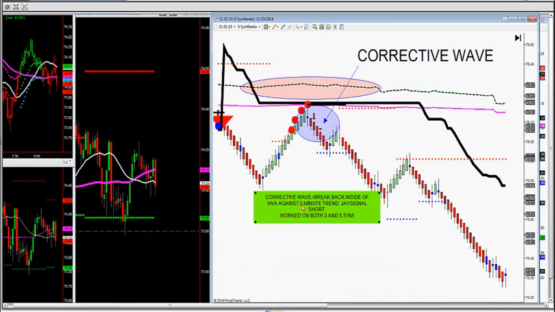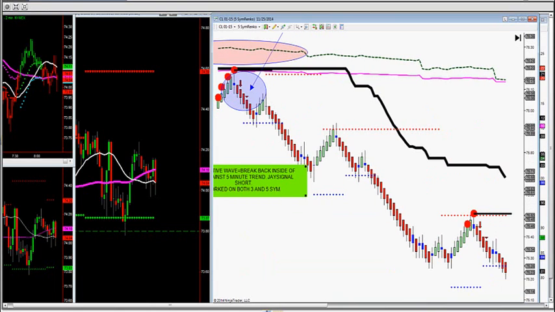A corrective wave, let me make sure you understand this, is a break back inside of HVA against the 5-minute trend, and then JaySignal goes short. This worked both on the 3-sim and 5-sim yesterday. I called it to the exact bar again yesterday. Huge short. Look at that short. Big corrective wave there also. So we had a nice corrective wave this morning and a beautiful corrective wave. It's always the first break retest of HVA or LVA.